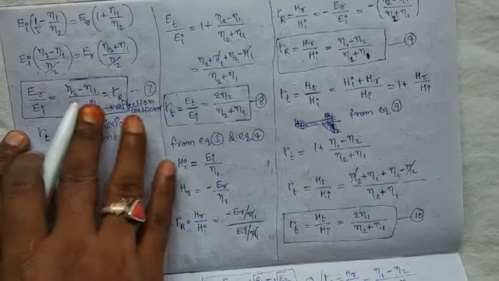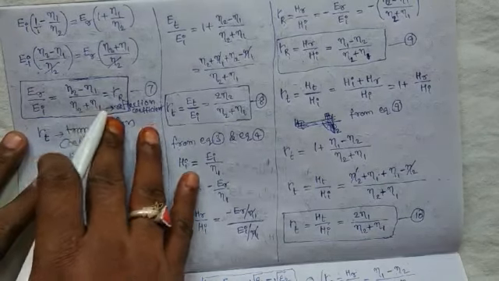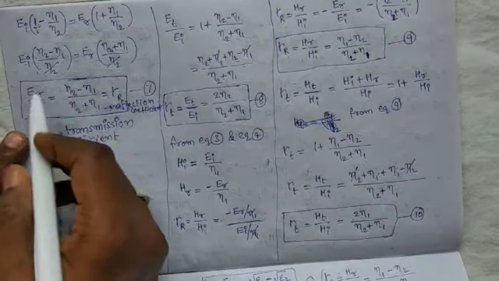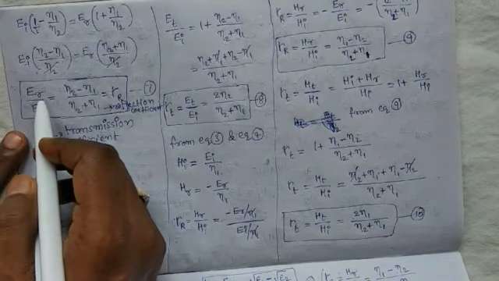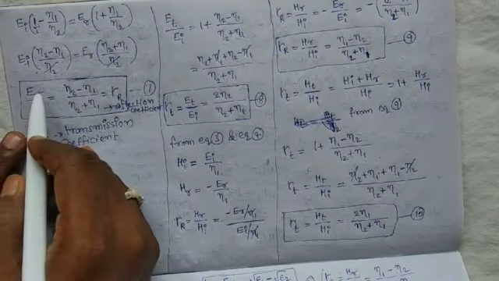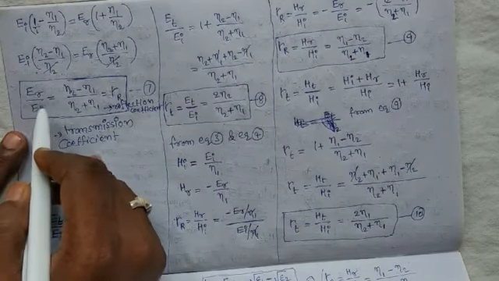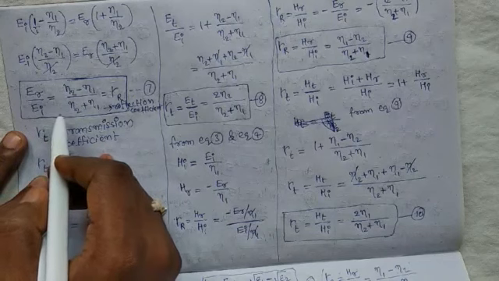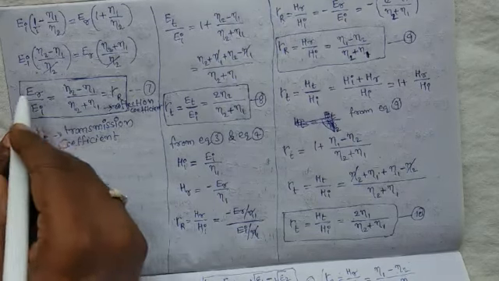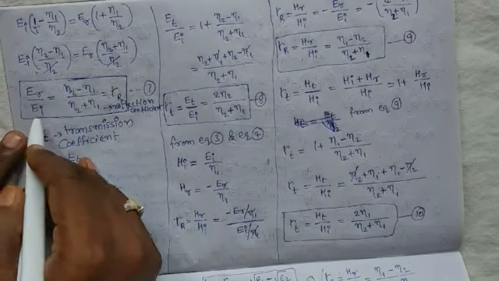Now we define the reflection coefficient. Simply, the reflection coefficient is the ratio of the reflected wave to the incident wave, in terms of the electric field.